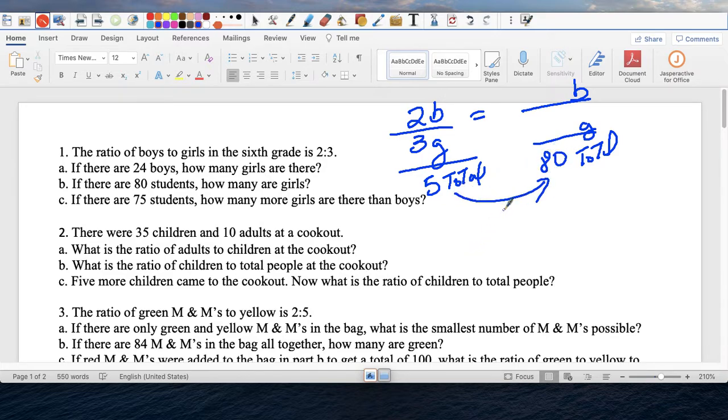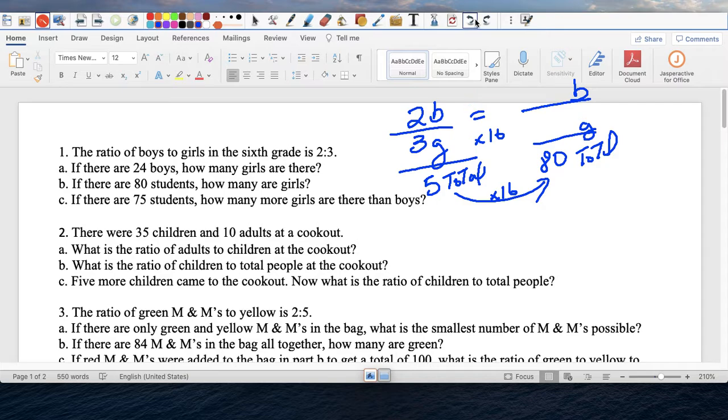How many are boys and girls? Again, you can use that, which is 16. So it's times 16, right? You use that relationship again. We get 32, 48, and 32 plus 48 is 80. So when there are 80 kids, 48 are girls, 32 boys.